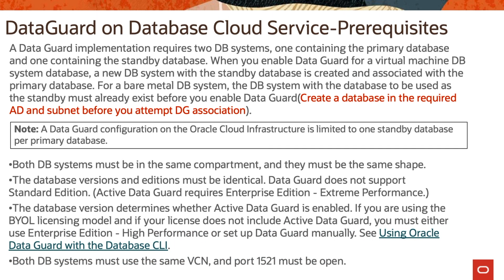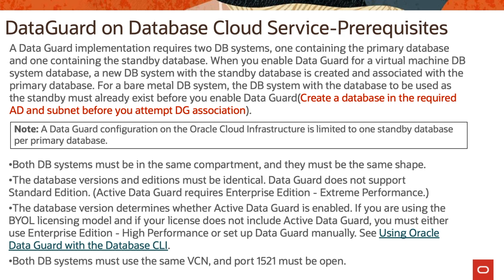So coming to DataGuard on database cloud service prerequisites. DataGuard implementation requires two database systems. One contains the primary database and the other contains the standby database. When you enable DataGuard for a virtual machine DB system, what it does is a new database system with a standby database is created as well as associated with the primary database.